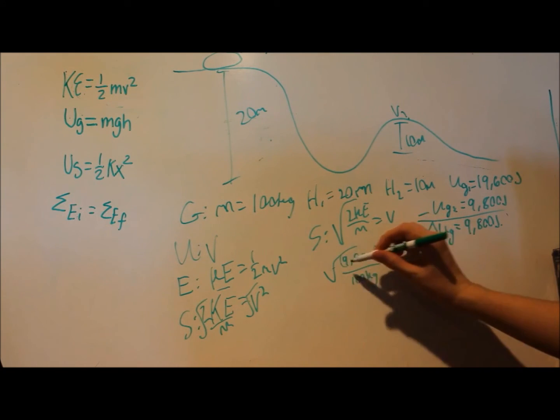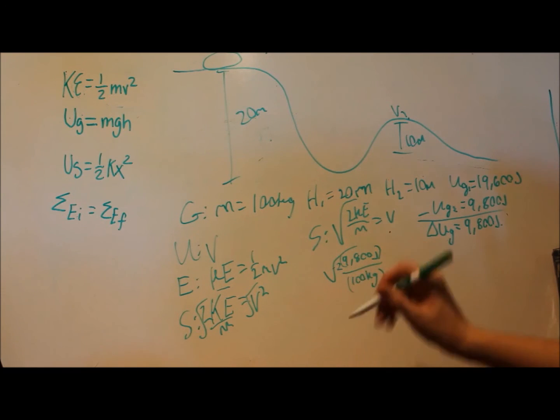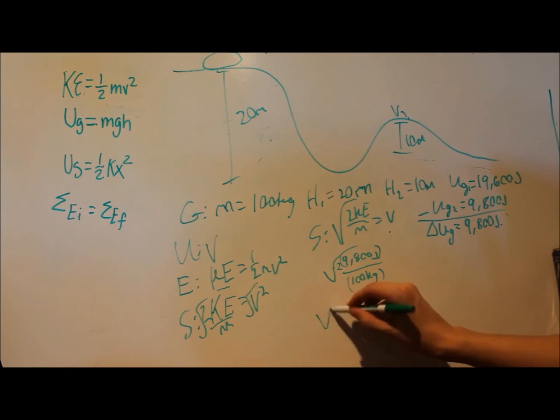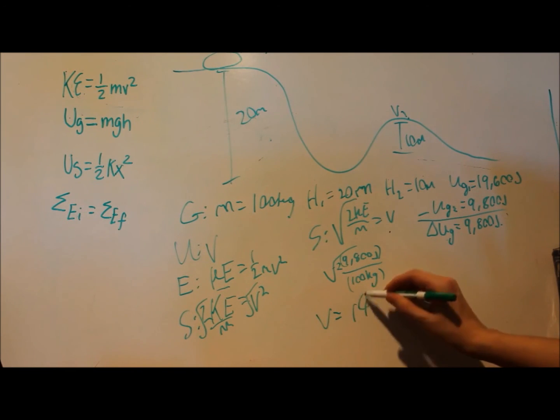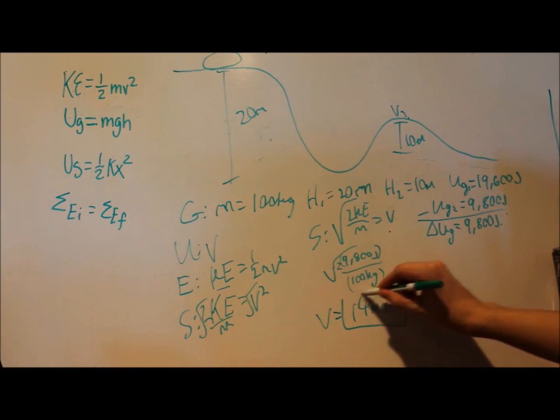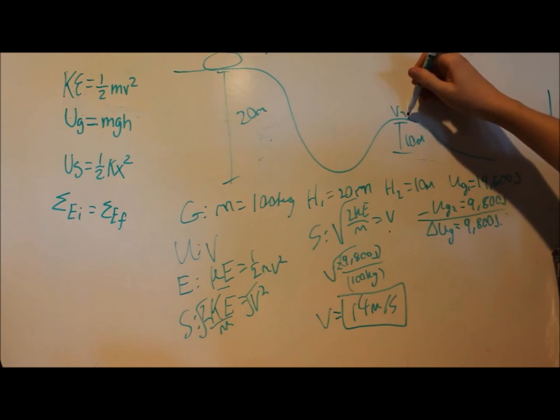Sorry, this is a 2. Plug that into the calculator to find the final answer, which should be velocity is equal to 14 meters per second at the top of the second hill.